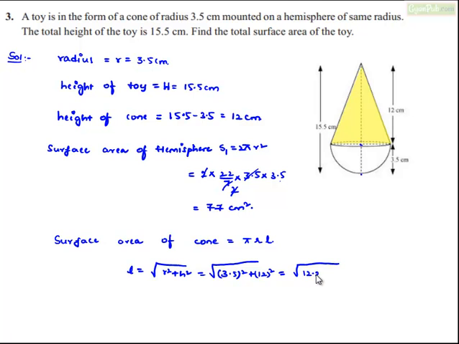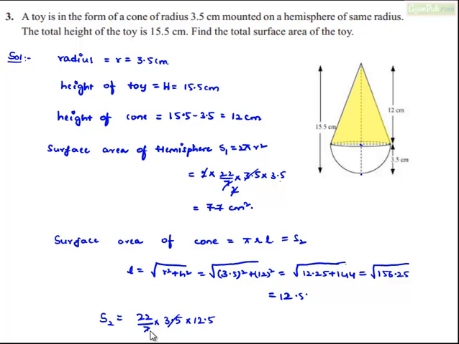That is equal to square root of 12.25 plus 144, which is equal to square root of 156.25. Therefore here root of 156.25 is 12.5. Now let surface area of cone be S2. Here S2 is equal to pi, that is 22 by 7, into radius, which is given as 3.5, into 12.5.